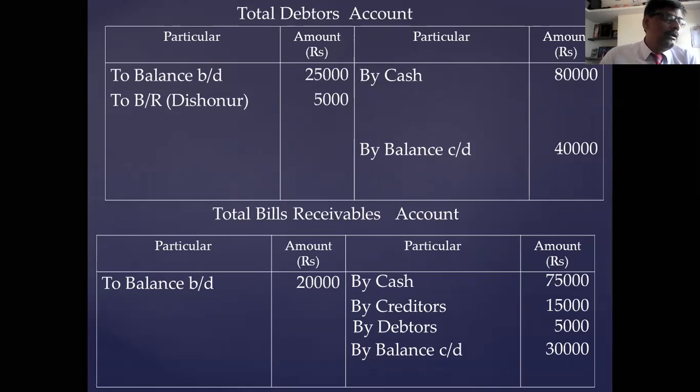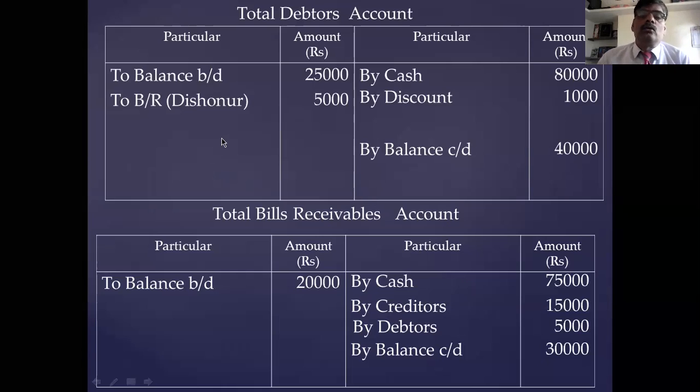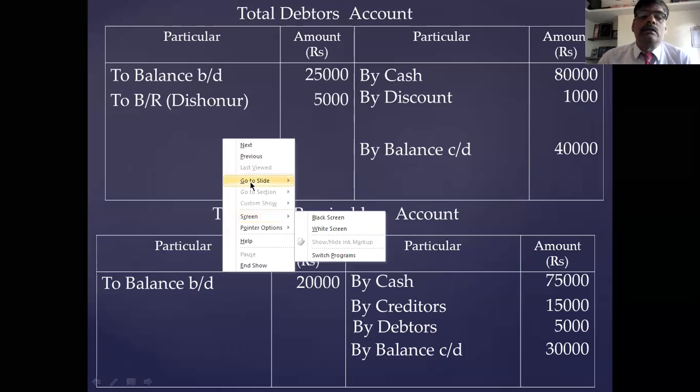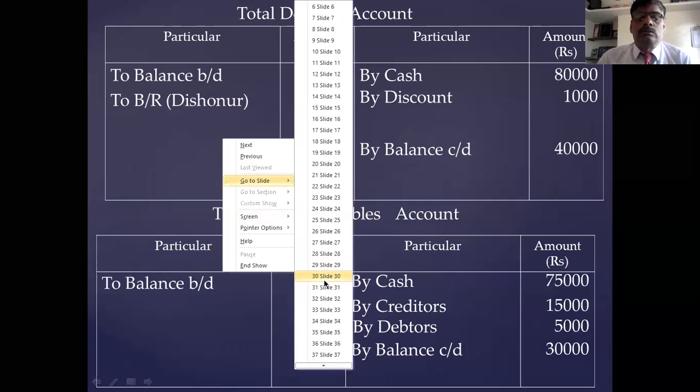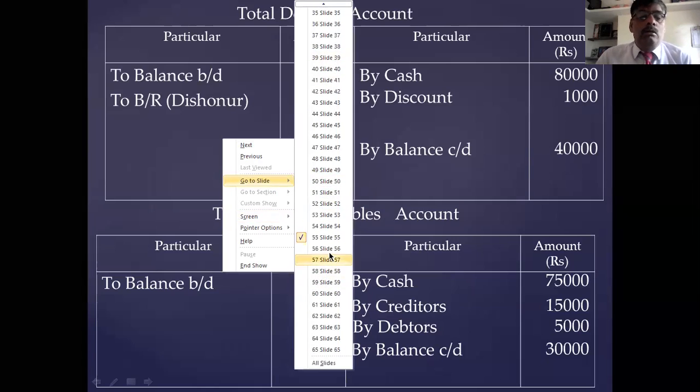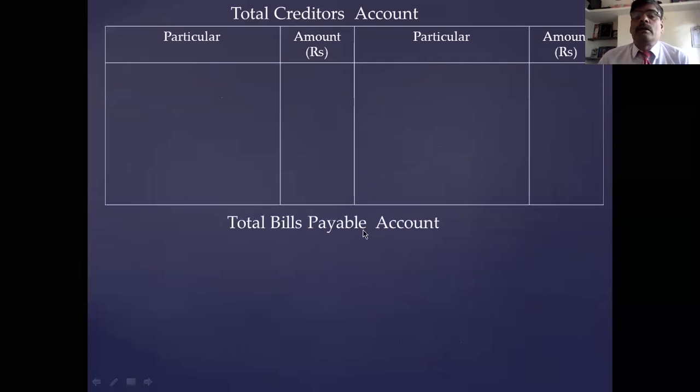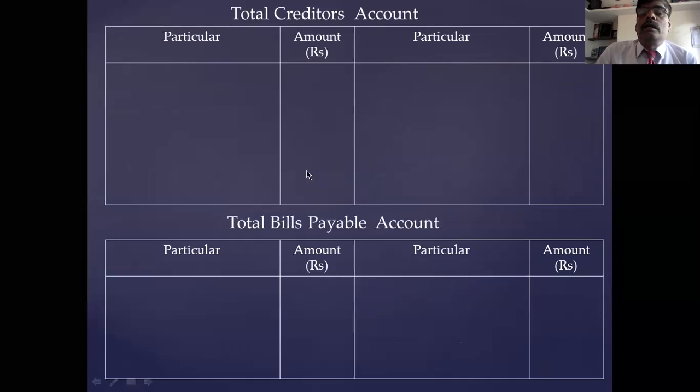After this, there is a discount allowed. Discount allowed take in the debtors account. By discount 1,000. Then the transaction completed. Now I'll go to the next slide related with the creditors and bills payable account. Total creditors and total bills payable account. Again, I'll start from the statement of affairs.